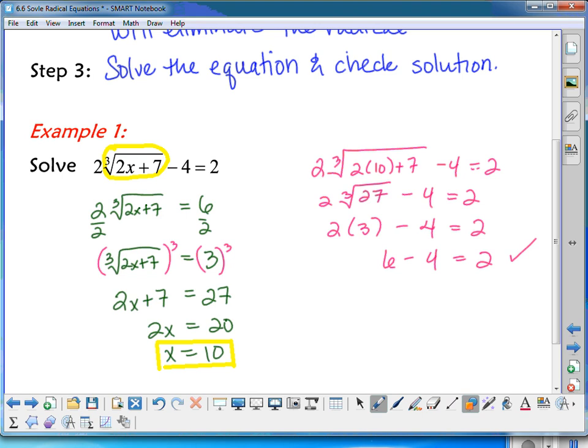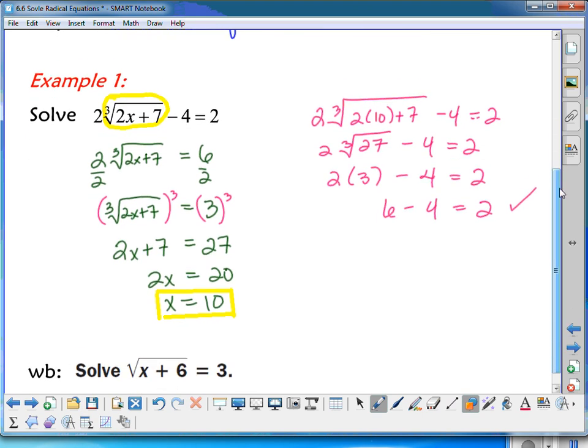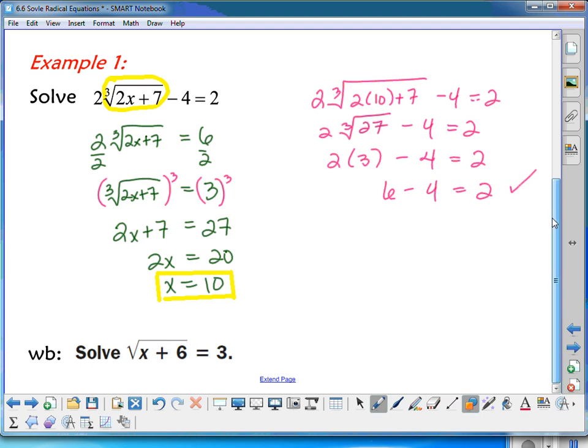Any questions? Alright, so I'll start you guys off with an easier one. After you finish writing down your notes, go ahead and solve the square root of x plus 6 is equal to 3. And you can do it on whiteboards or in your notes, either way, whatever you prefer.